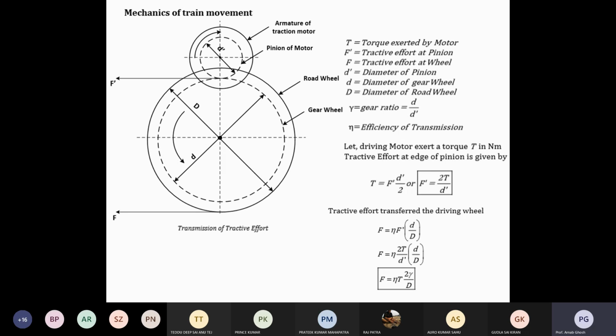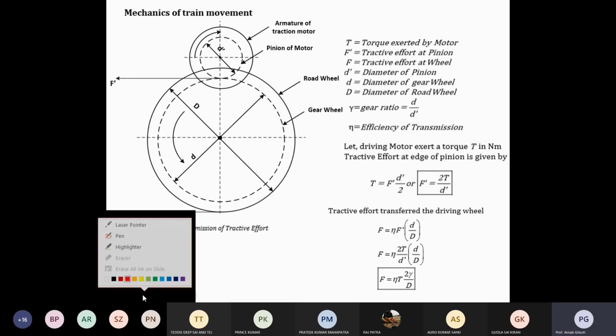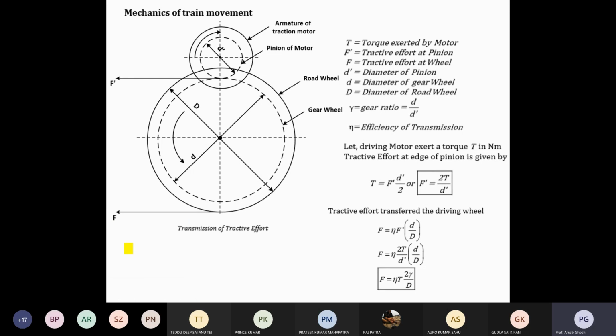Now today I am going to discuss how train movements can be observed. That is normally called the mechanics of train movement. So what are the most important features for the train movement? You know that there are two circles for the transmission of the tractive effort.